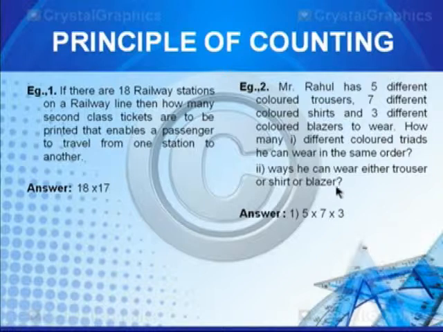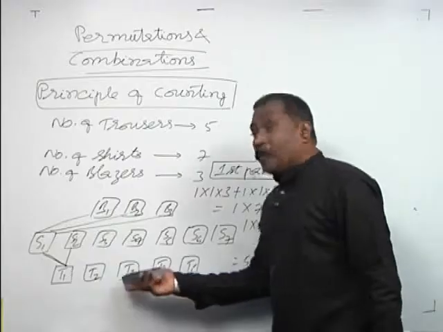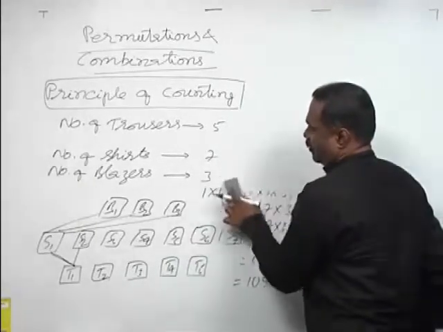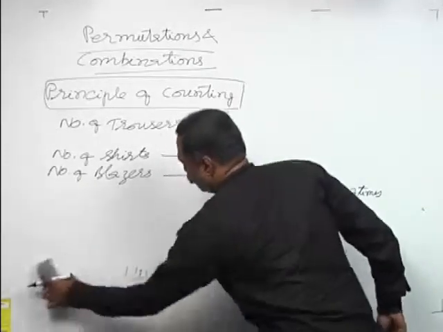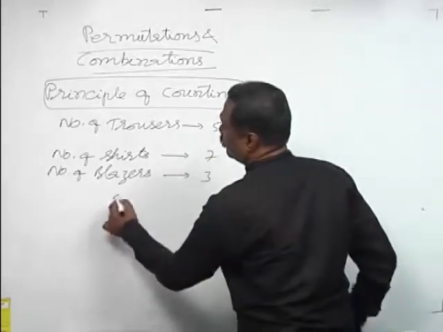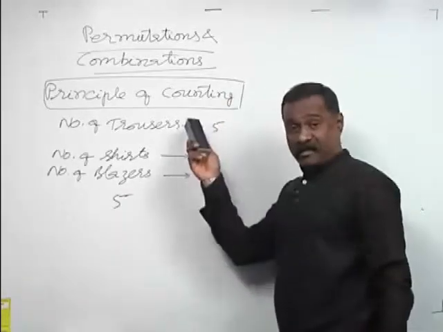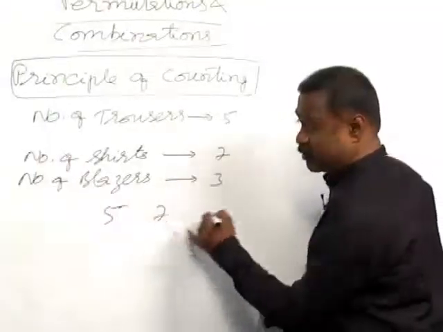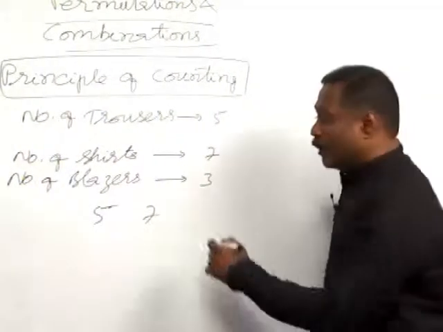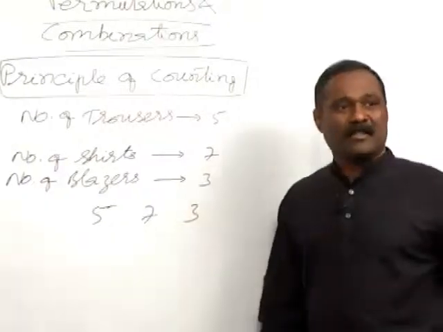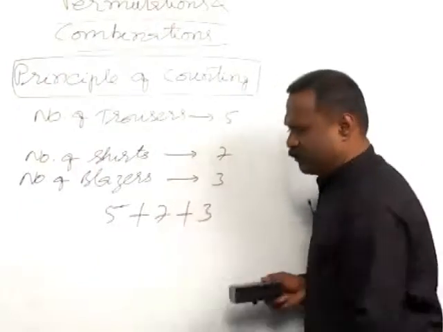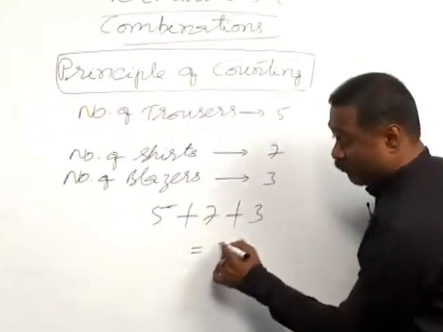Now the first operation of wearing the trouser can be done in how many different ways? You can see, in 5 different ways. Either this or this, that is, a shirt can be done in 7 different ways, and a blazer can be worn in how many different ways? 3 different ways. So either this or that or this can be done in 5 plus 7 plus 3 different ways, which is 15.